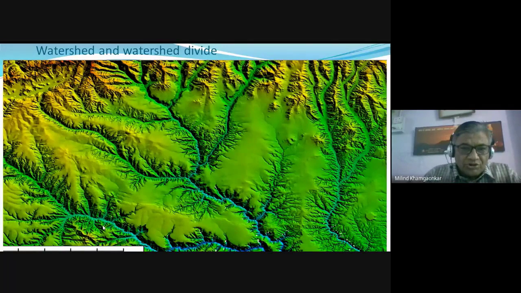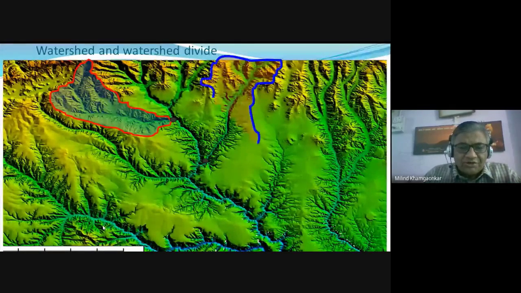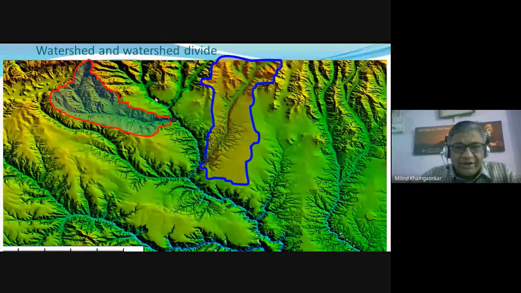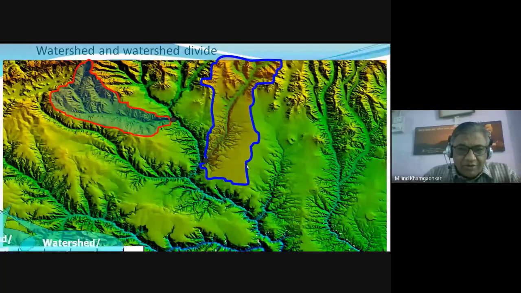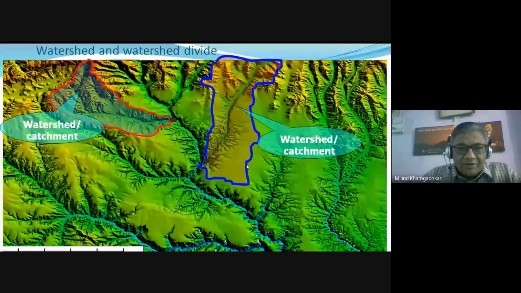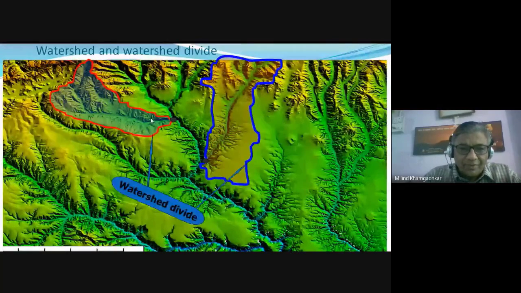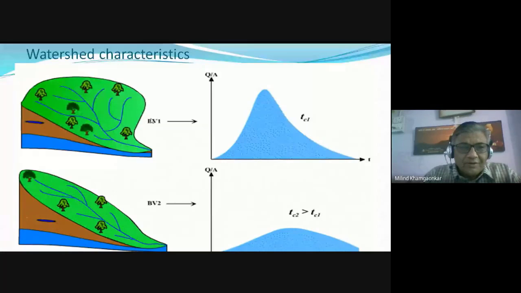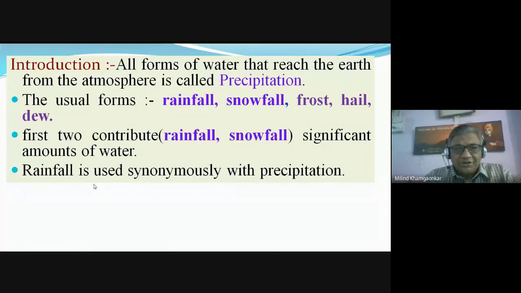I also show this media presentation to understand the catchment areas, as shown by the red color and blue color boundary lines. That is the watershed or catchment area of this stream, and the watershed and catchment area of this stream. Various types of catchment areas are there: fan-shaped catchment area, fern leaf-shaped catchment area.